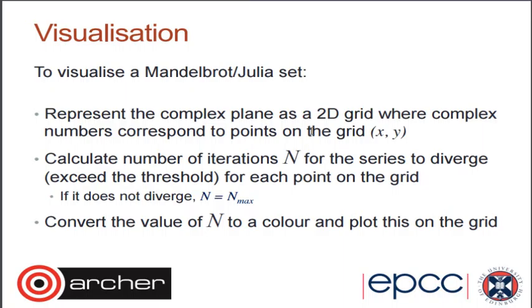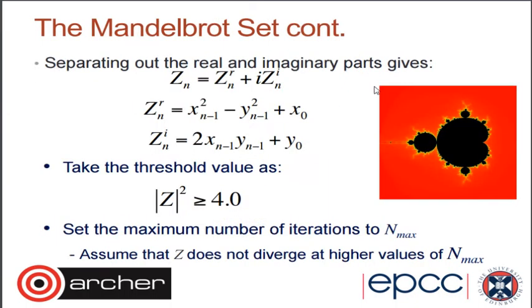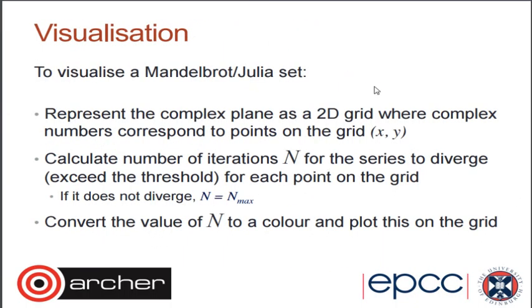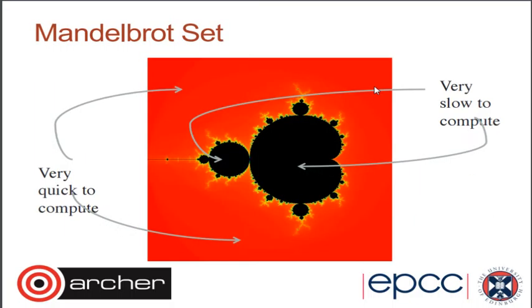Now, if it exceeds the threshold, we note how many iterations it took to cross that threshold, i.e. how many iterations before we can assume it's going to diverge. And if it doesn't, then obviously the maximum number of iterations has been reached, and therefore we just take that value, however many iterations, n or n max, and we convert it to a color, and then we use that to plot on our grid. So that's how you get these lovely diagrams.